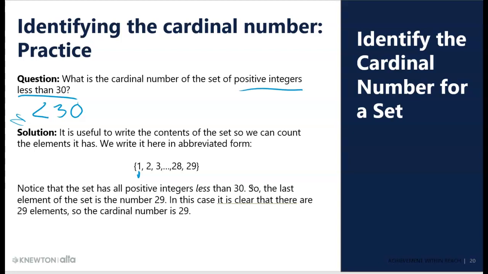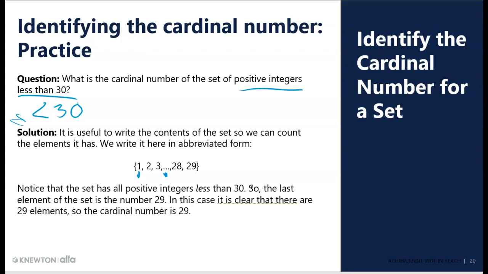So it would go from 1 through 29, and notice we've used the ellipsis to keep it simple as far as the writing. And that's pretty easy to count because there's 29 elements. You just count 1, 2, 3, 4. It starts with the number 1.